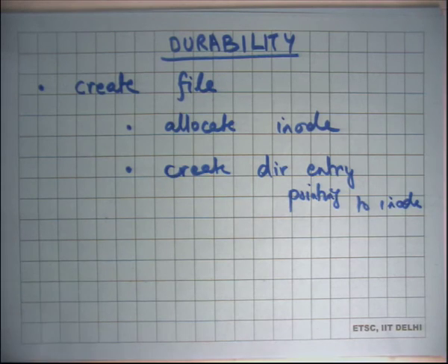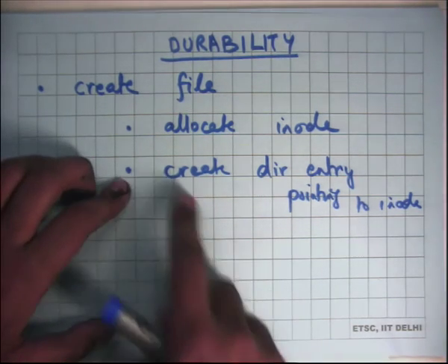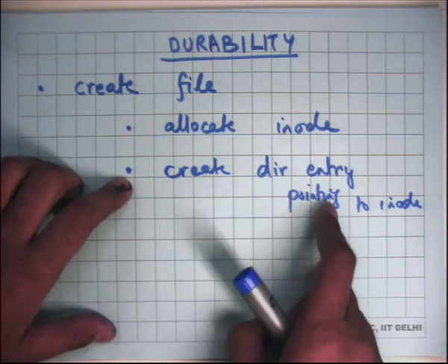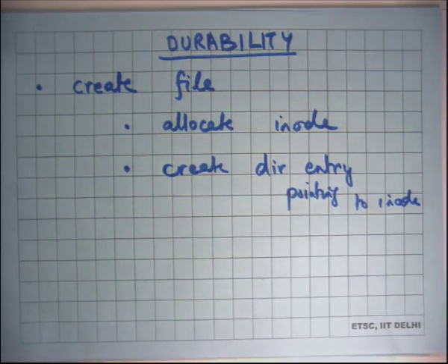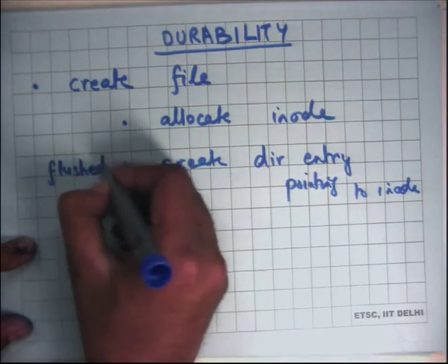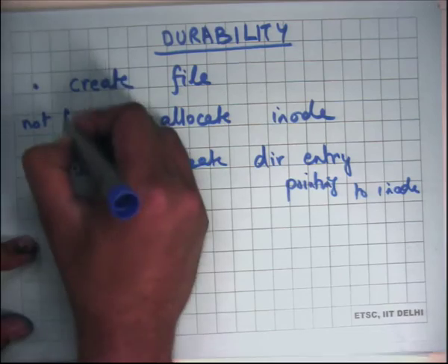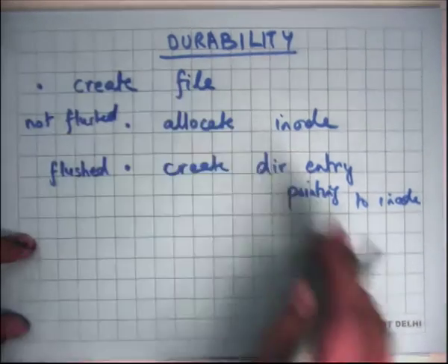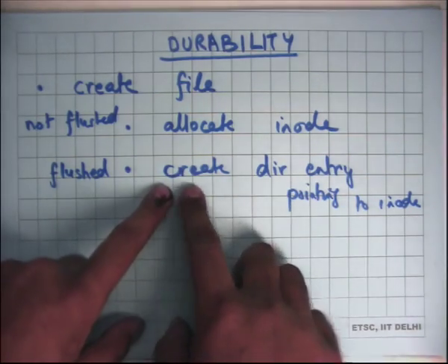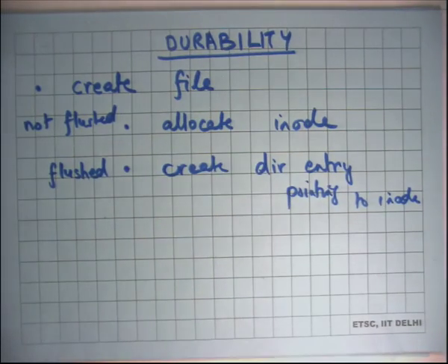Well, let's say a power failure happens, and I have created a directory entry pointing to an inode, and let's say this has been flushed to disk, and this has not been flushed to disk. So I did both these operations, but I did this, let's say, first from a disk standpoint. So I first created a directory entry, and now I was going to allocate an inode, but before I could allocate an inode, the power went off.